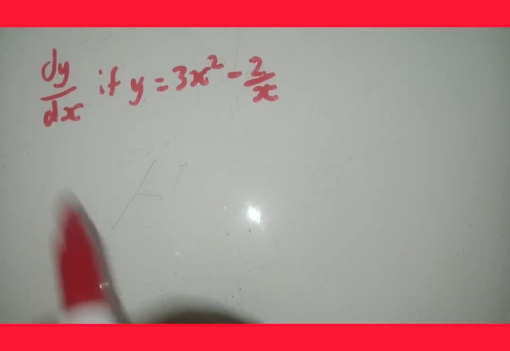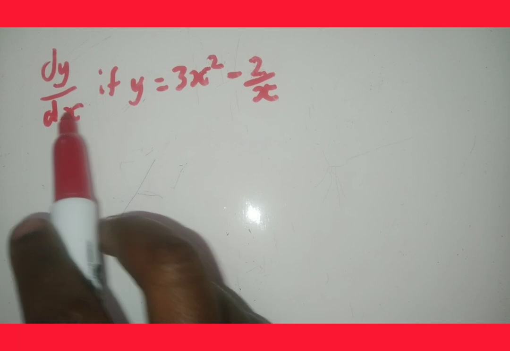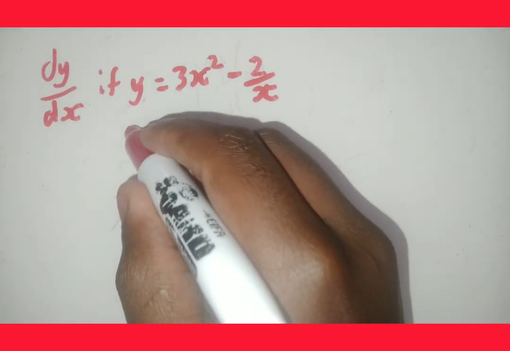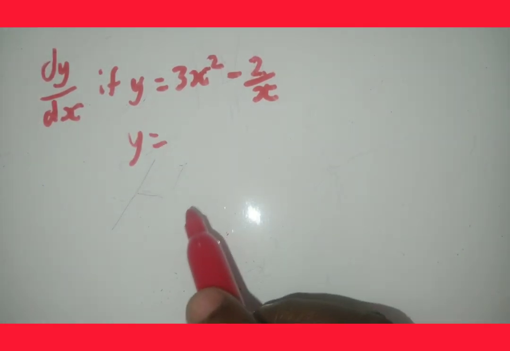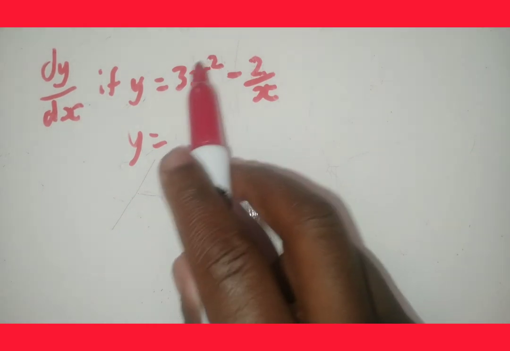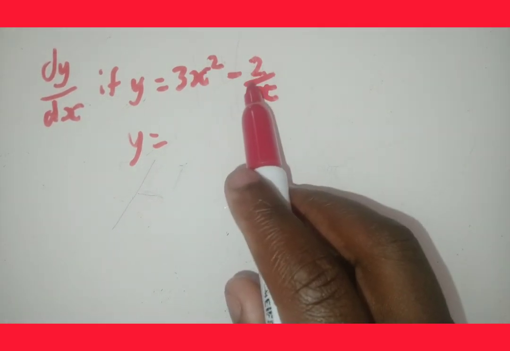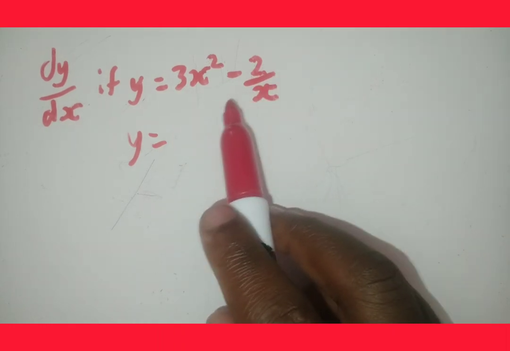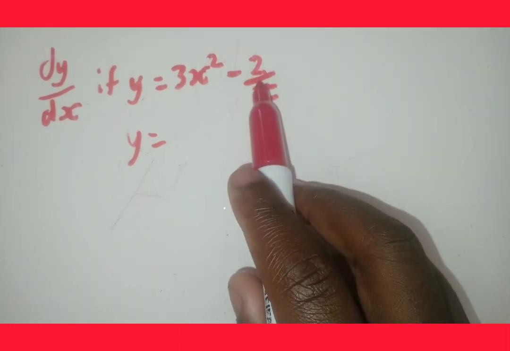They said find the derivative of y with respect to x if y is equal to 3x squared minus 2 over x. So what you do is you'll still write y, because we're not yet deriving. Why can't I just derive this and deal with this later? You can't do that. If you derive something, you have to deal with everything at the same time. So if I derive this, I have to derive this.